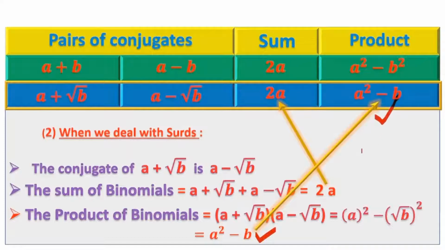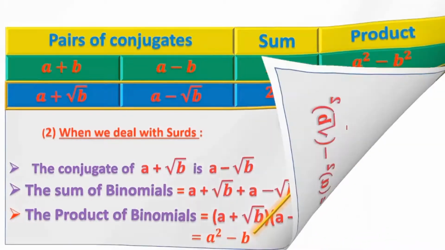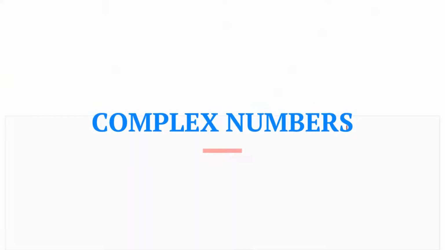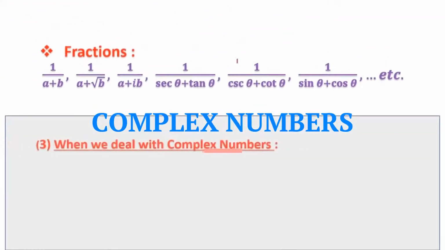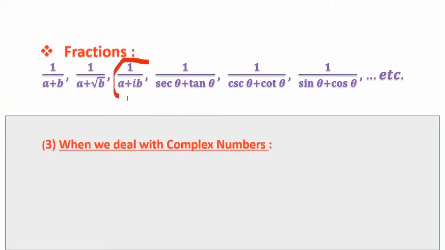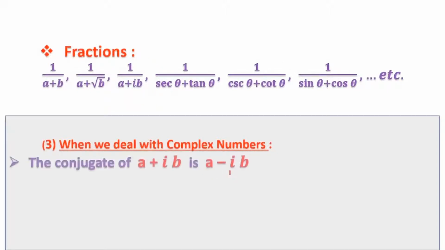You will learn the concept of complex numbers at the higher secondary level. Today, we are going to discuss complex numbers just for your knowledge. Look at the third point. When we deal with complex numbers, here 1 upon a plus ib is a complex number, so the conjugates are used to rationalize the denominator of the fraction. Here a is a real part and b is an imaginary part.